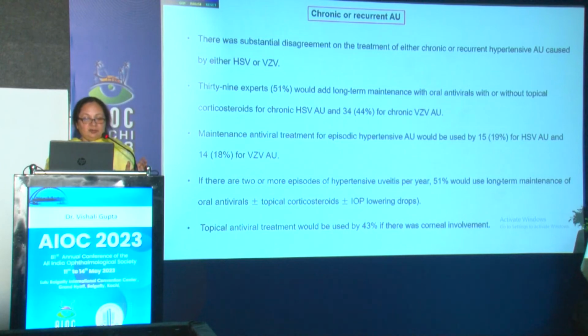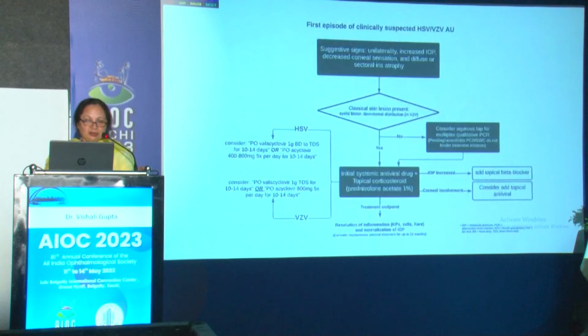But the majority of the experts did agree that if there are 2 or more episodes of hypertensive uveitis per year, at least half of them, 51%, would use a long-term maintenance of oral antiviral. And this discrepancy came because the experts from Asia Pacific were all keen to treat it, but experts from Europe and America said they will not treat it, as they do not see much herpes anterior uveitis anyway. So I think if I have a choice, I would treat them.